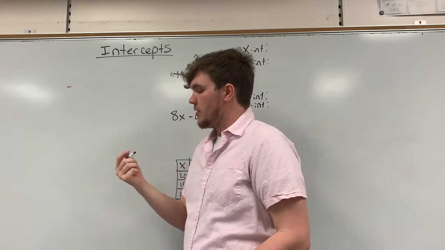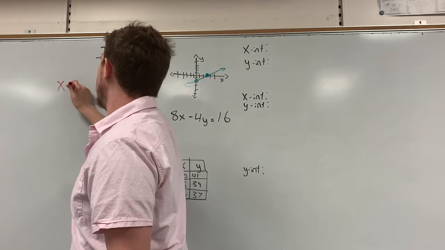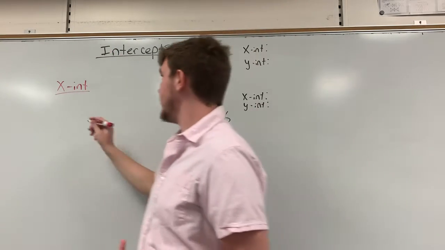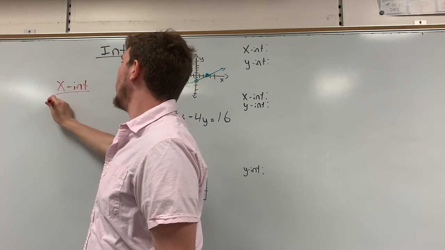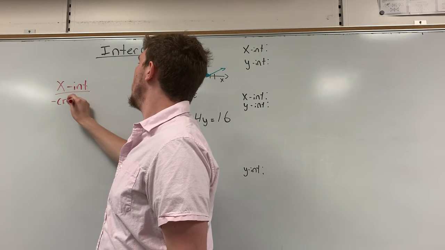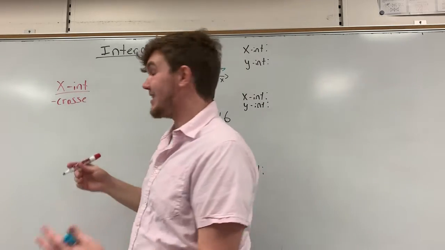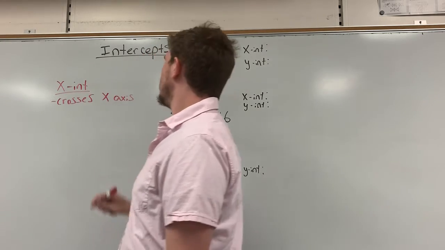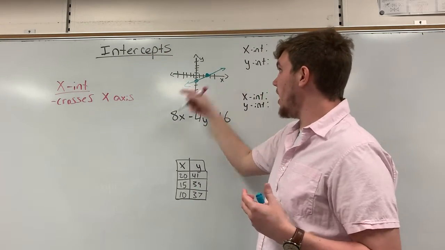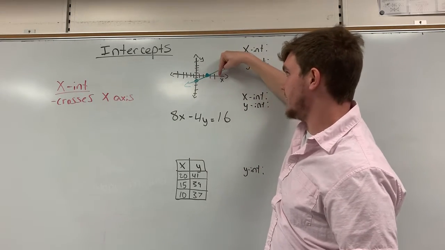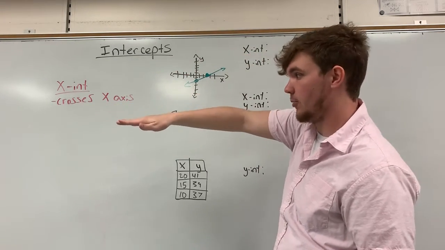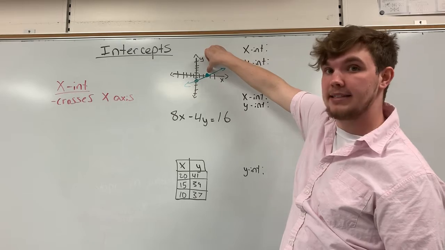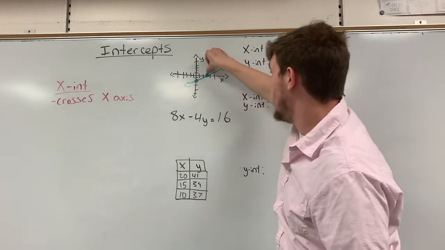First of all, when I'm finding an x-intercept, that means a couple things. First of all, that means where it crosses the x-axis. Okay, so over here on this blue line, this crosses the x-axis. The x-axis is the horizontal one, the sideways one. It crosses the x-axis at this point, meaning this is an x-intercept. Okay, and I'll get to how to answer that correctly.